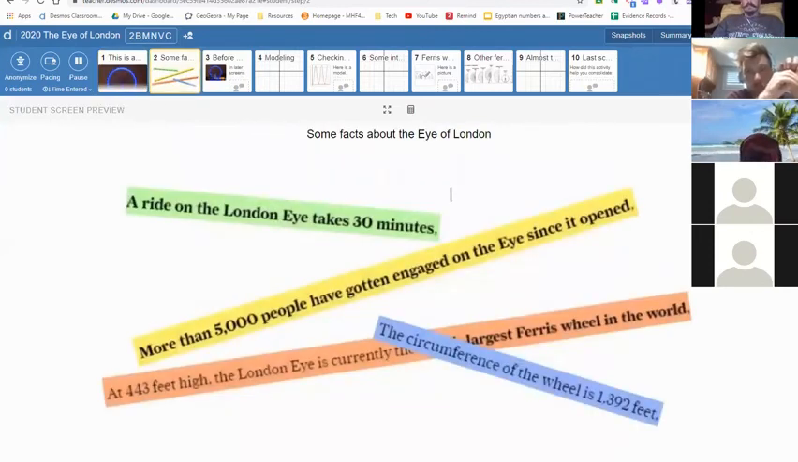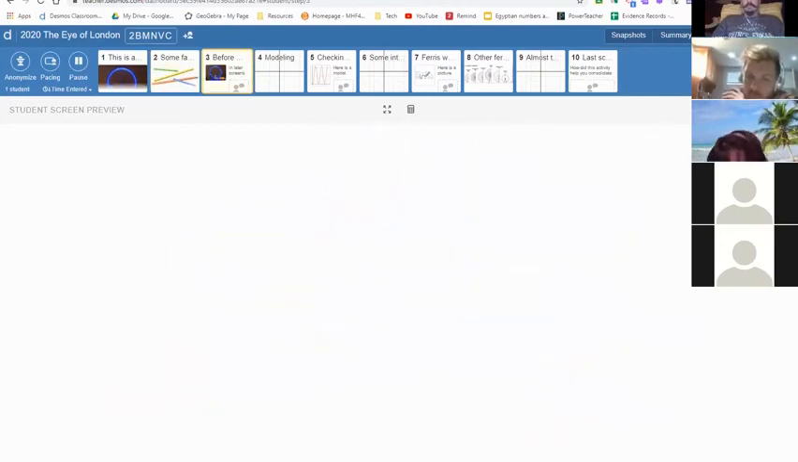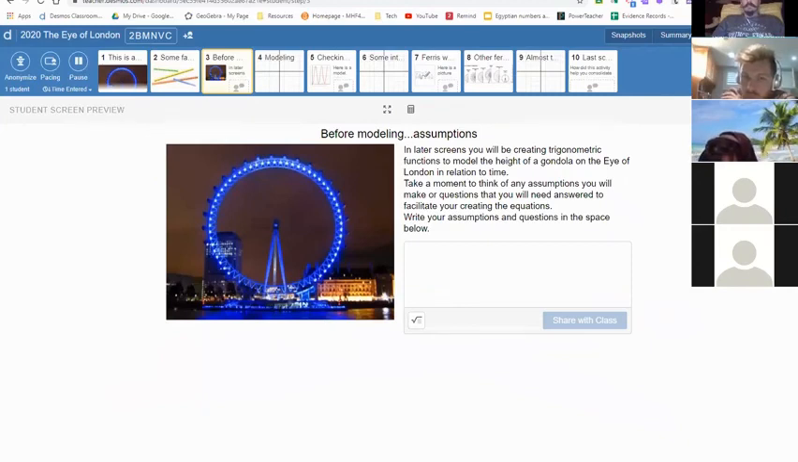So there are some facts about the Eye of London that might help you in the next screen. Some of them are interesting, some of them are more useful than others, but you will determine that. And then basically you're going to create an equation that models the movement of a gondola, which is kind of one little card, all the way around this loop. So that's what you're modeling, the height of a gondola in relation to time, right?